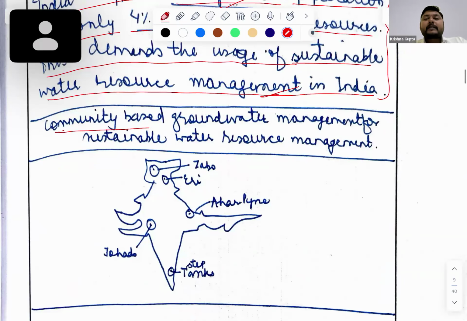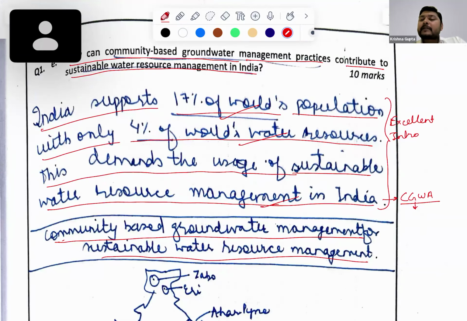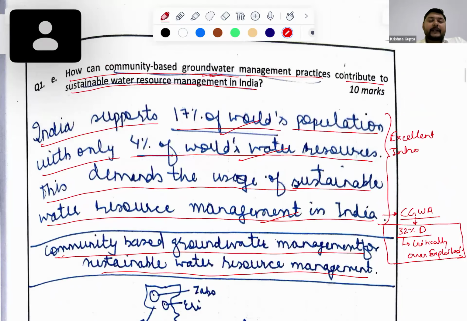Okay. Now, community-based groundwater management. Here you can add one of the reports which was provided by the Central Groundwater Authority of India. You might be knowing that they have provided data that in India, almost 32% of the districts are critical or overexploited. So this was one of the data given by the Central Groundwater Authority of India. This will give you more insight about groundwater management here.